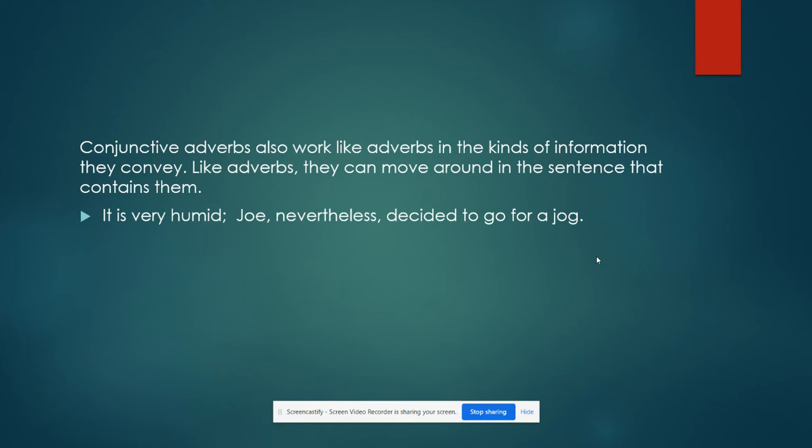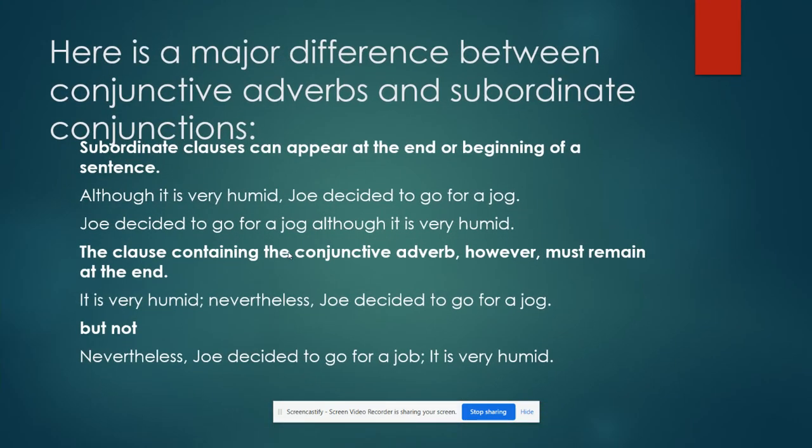So conjunctive adverbs, as I said, work like adverbs in the kind of information that they can convey, and they can move around. So what I was just talking through for you, here it is if you want to see it written out, where we've moved the word nevertheless. We've replaced the conjunctive adverb. So if you're trying to get straight in your mind what's the difference between a conjunctive adverb and a subordinate conjunction, here are some differences.